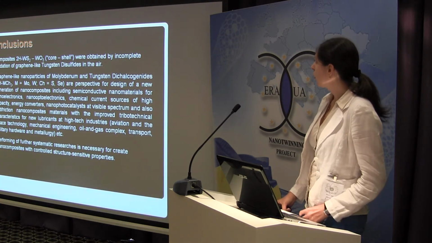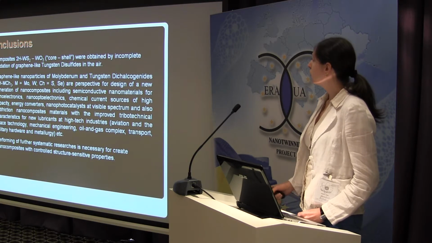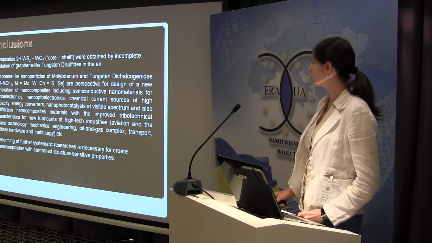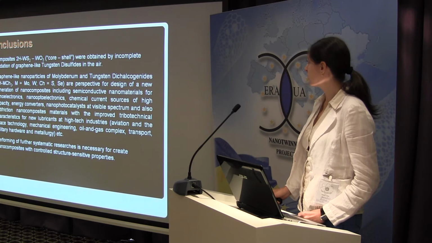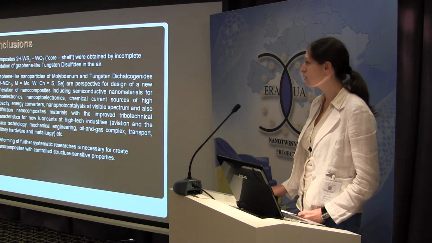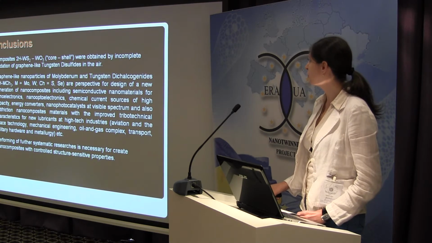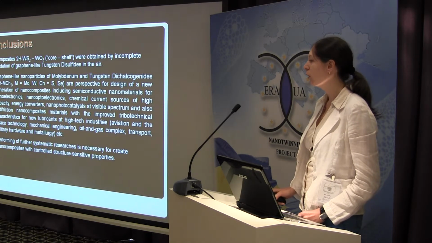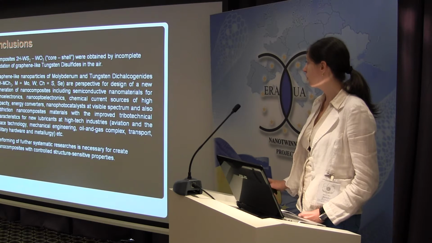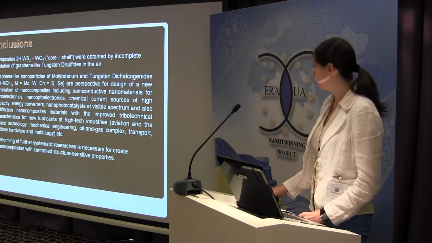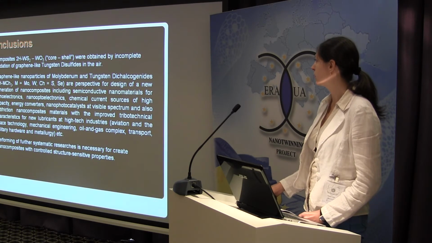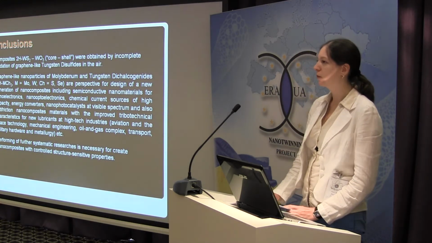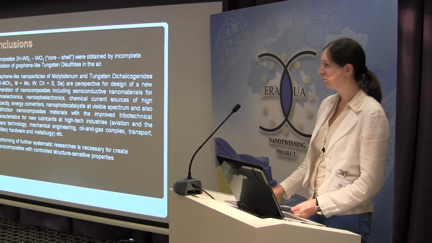So, conclusions: core-shell composites of tungsten disulfide and tungsten oxide were obtained by incomplete oxidation of graphene-like tungsten disulfide in the air. Graphene-like nanoparticles of molybdenum and tungsten dichalcogenides are perspective for design of a new generation of nanocomposites, including semiconductive nanomaterials for different applications. Further systematic research is necessary to create nanocomposites with controlled structure-sensitive properties. Thank you for your attention.